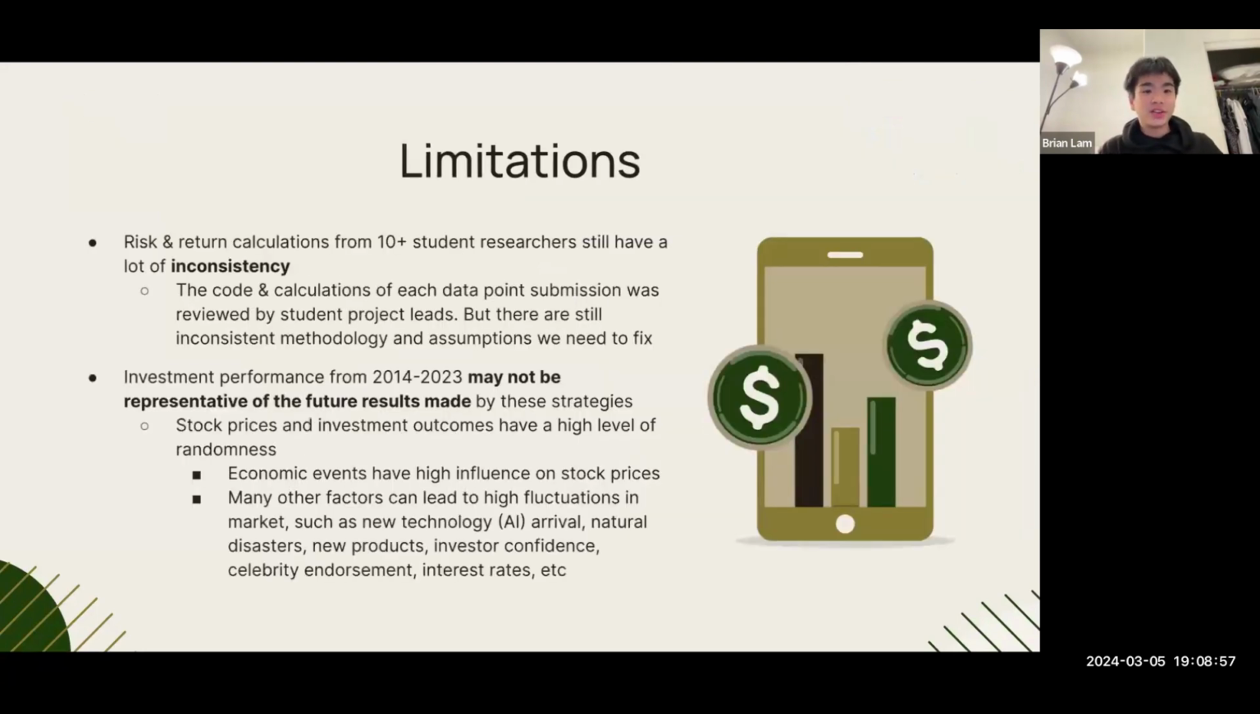There are 2 main limitations of our experiment. The first is inconsistency throughout calculations. We had student leads review each researcher's calculations, but still can't really guarantee the synchronization of methodology and assumptions. And second, the investment performance from 2014 to 2023 might not be representative of future results. The stock market is random by nature, and economic events like new technology or natural disasters can strongly sway the stock market.